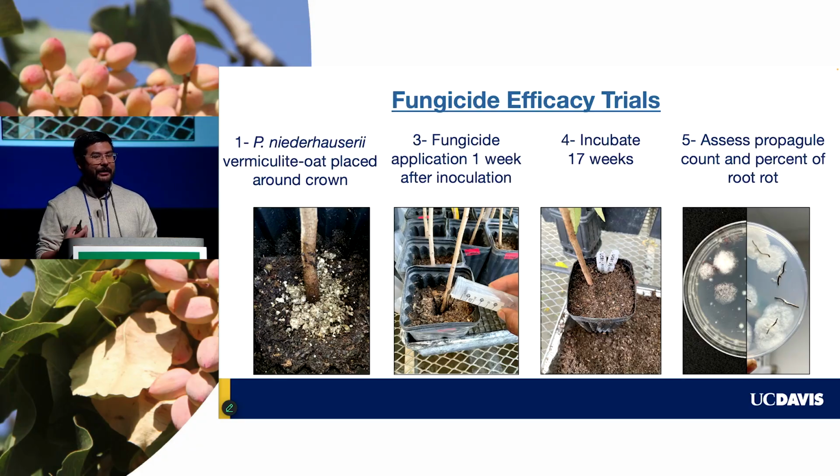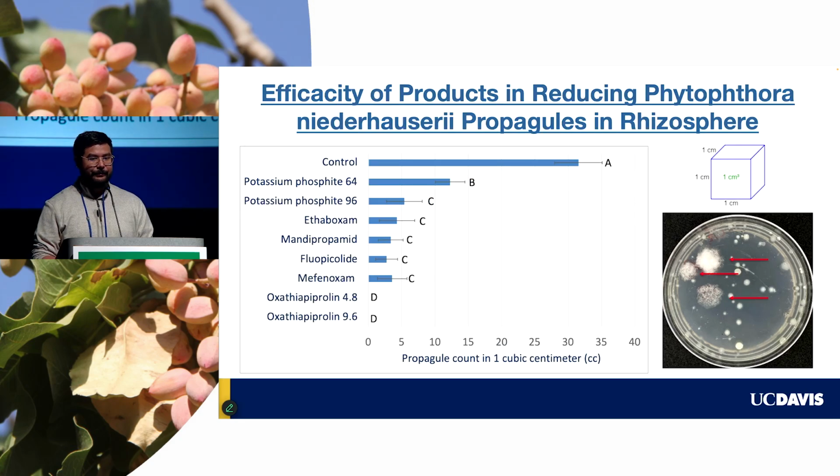A week later, we applied the various fungicides and let them incubate for about 17 weeks. Afterwards, we assessed the efficacy of these products by counting the propagule counts in the soil. And all that means is counting the population of Phytophthora in the soil area, as well as looking at how effective they were at reducing the amount of root rot infections. And that's what this first slide shows. We're looking at those propagule counts in the soil.